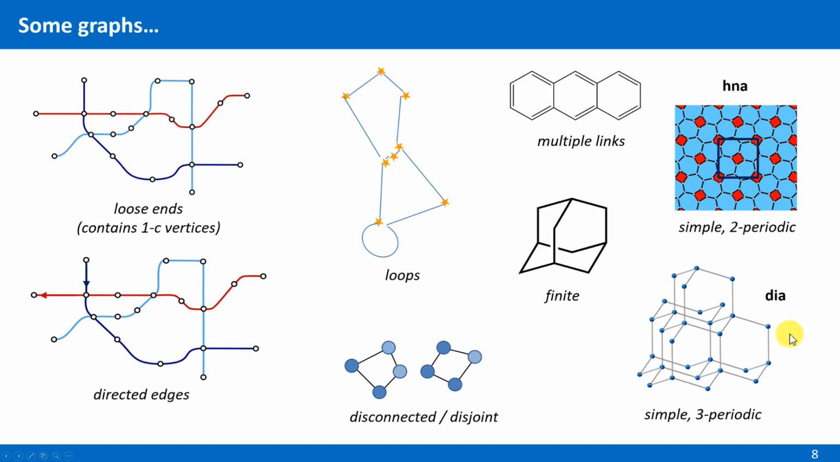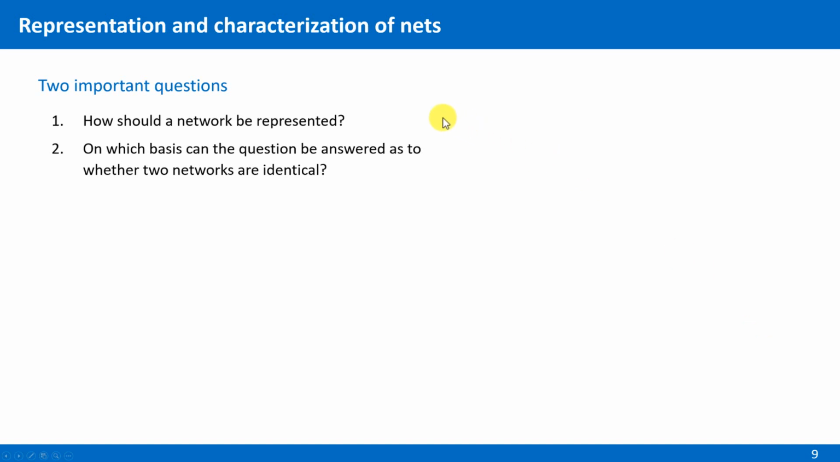So, okay, nets are only mathematical things, but our metal-organic frameworks are physical objects. They are, for instance, embedded into our 3D world. And this leads to two important questions.